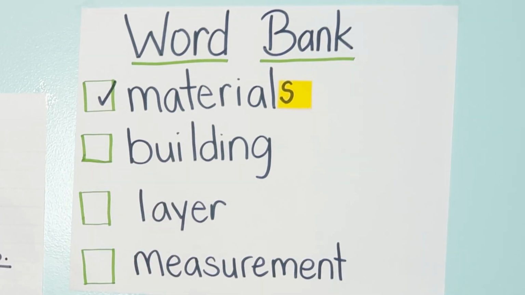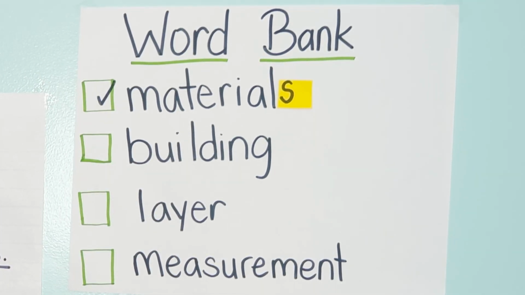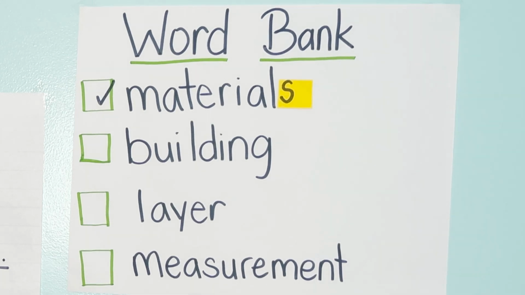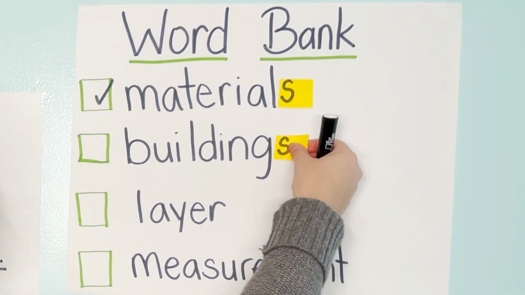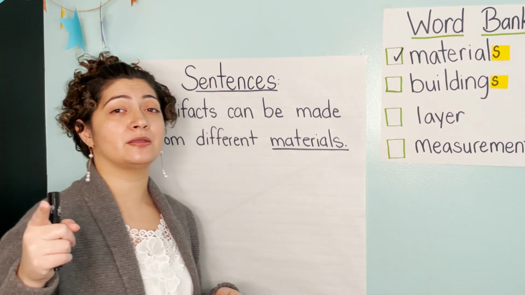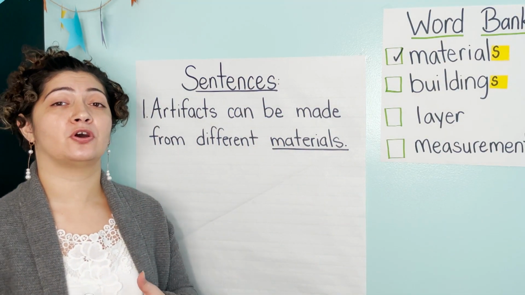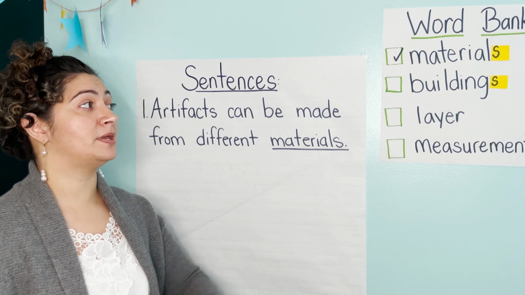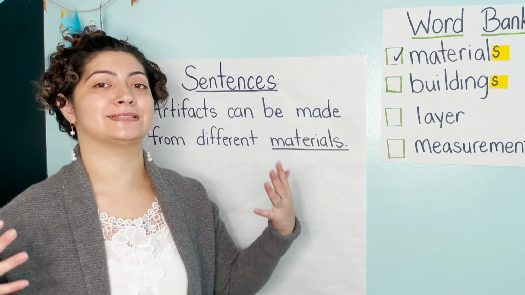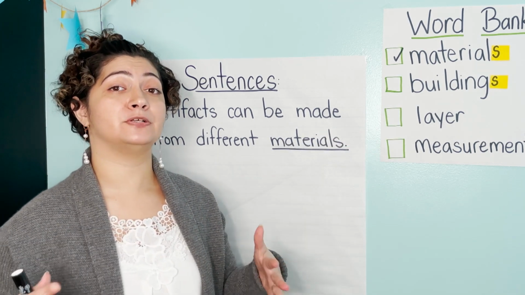Change it to its plural form. What am I going to add at the end of my word? An S. Now remember, build, you could build something and that would be a verb. But we're talking about a plural form of something, so we're talking about the noun, the thing, right? So it could be a building or it could be buildings, right? So we're talking about more than one building.